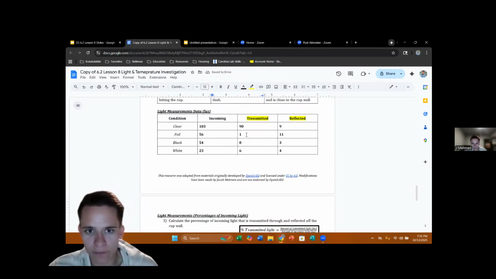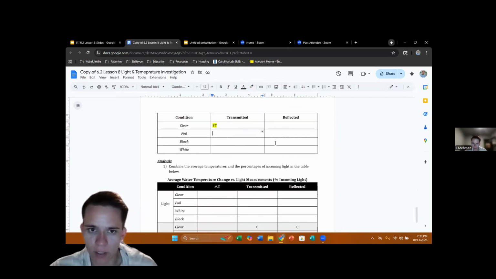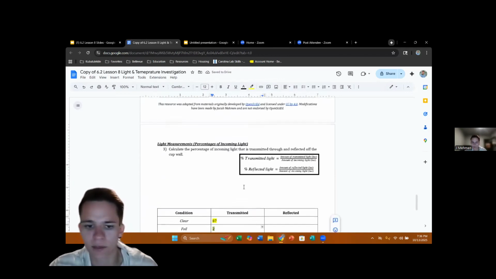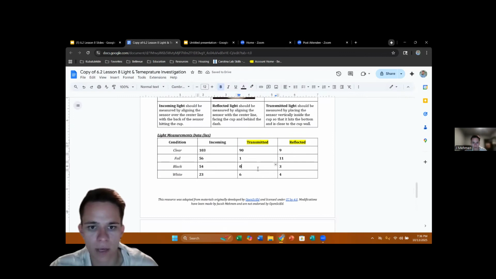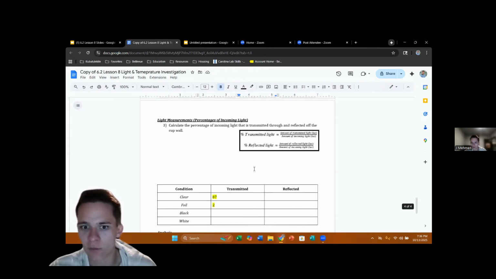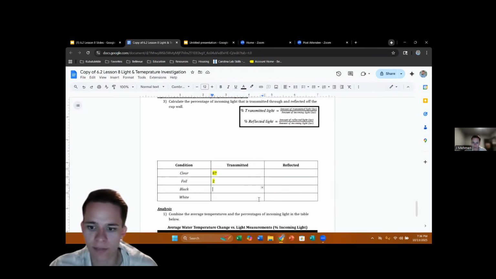Then we'll do our transmitted for foil. I'm going to take 1 divided by 56 times by 100. And that's going to give me about 2%. Again, if you want to be really specific and round to the first or second decimal place, go ahead. For black, it's 0 divided by 54. Well, hopefully we know that 0 divided by anything is going to equal 0. So our transmitted light for the black cup is 0.